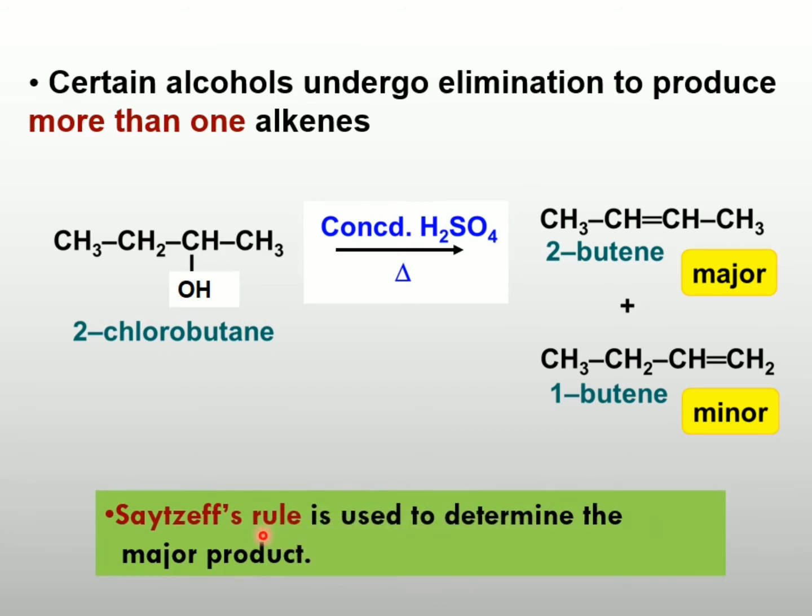So Saytzeff's rule is used to determine the major product, and when there is more than one alkene formed, normally the major product will have a higher percentage yield.